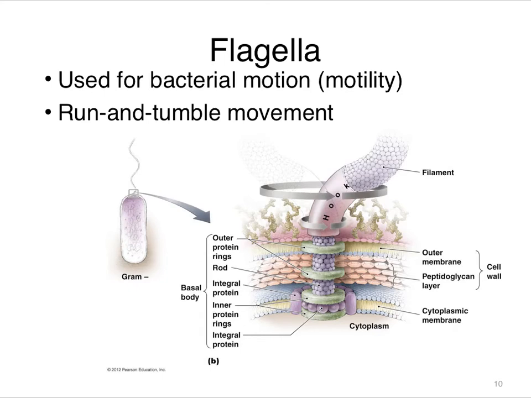Now, being able to move is cool and all, but if you don't have any way to tell where you're going, then moving is not all that useful. So how do bacteria know where they're going? Bacteria don't have eyes. Bacteria don't have ears. So how do they know if they're running towards food or towards death? Or do they just go randomly? And actually, it kind of looks like they move randomly, but it's a little bit less randomly than you might think.